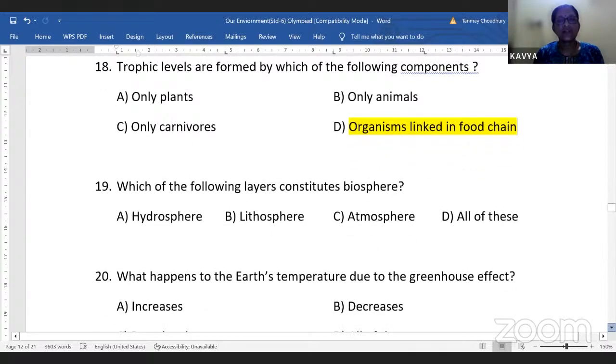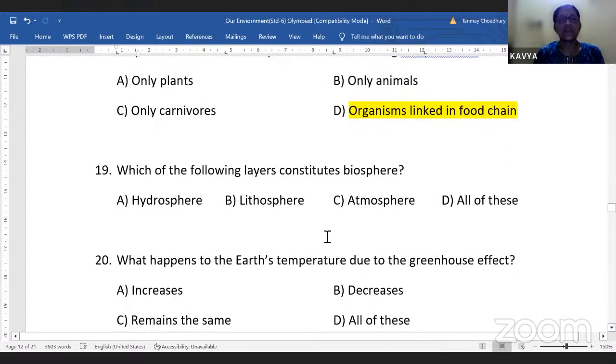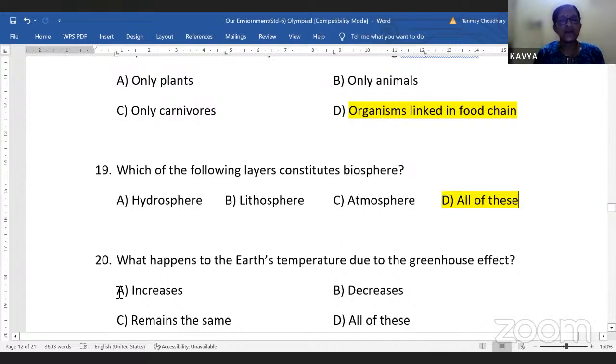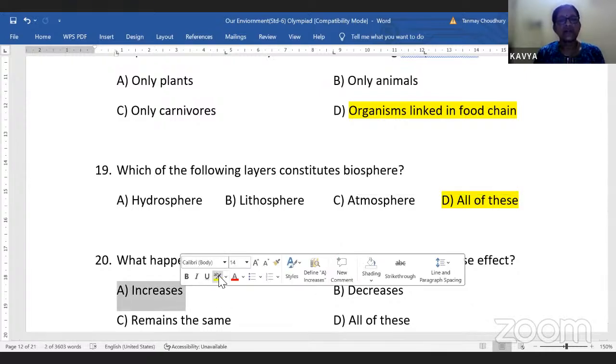Which of the following layers constitutes the biosphere? All of these: hydrosphere, lithosphere, atmosphere will constitute the biosphere. It is that level of the atmosphere that supports life. Okay, I'll do one last question. What happens to the Earth's atmosphere due to the greenhouse effect? Due to the greenhouse effect, the Earth's atmosphere temperature increases.